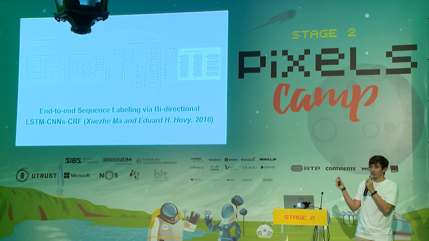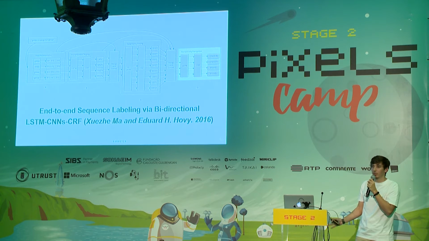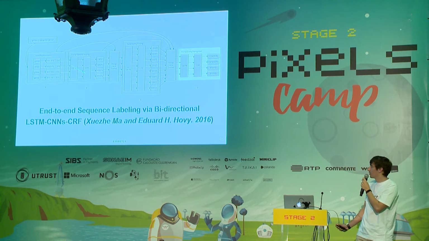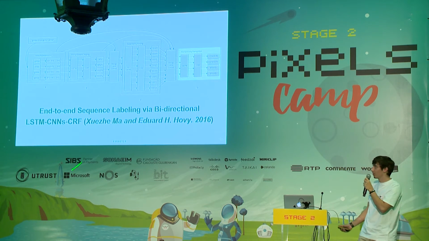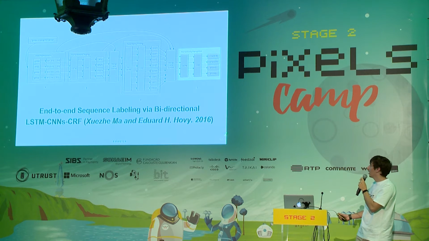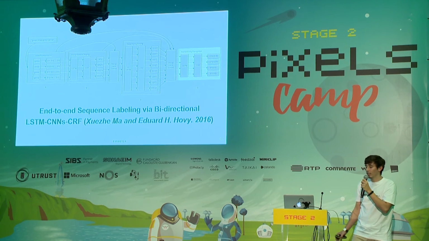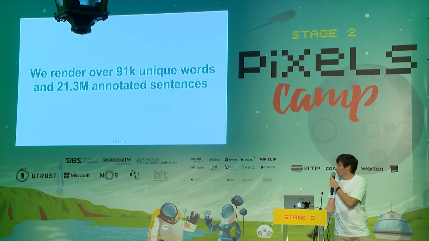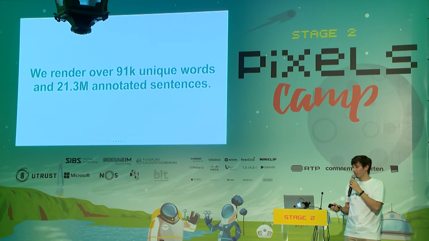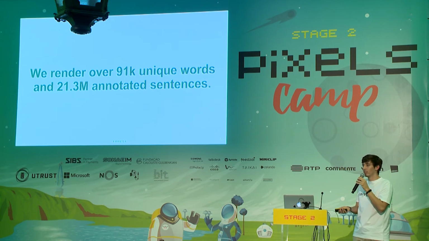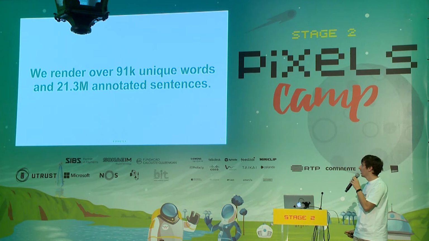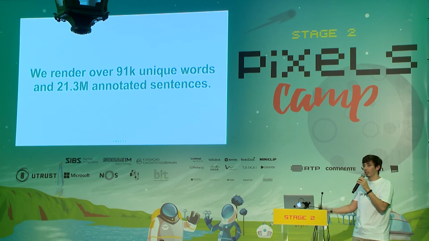And the paper whose architecture we follow is pretty similar to this operation here, because the task is pretty much the same, but you have different information. Here you have syntactic part-of-speech tags, and here you have named entities to tag. To give you a notion of the scale of the data that we use, we have a total of 91k unique words in this system, and we have 21.3 million annotated sentences to make this whole system work.